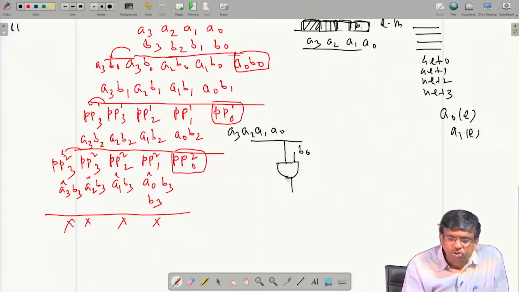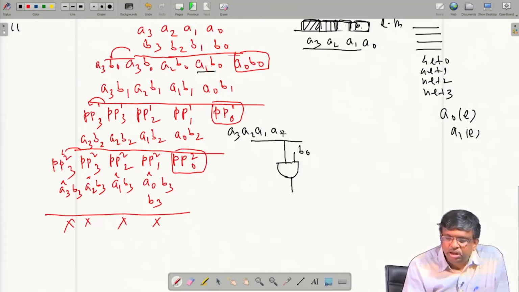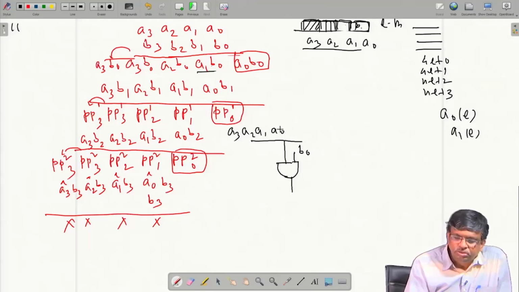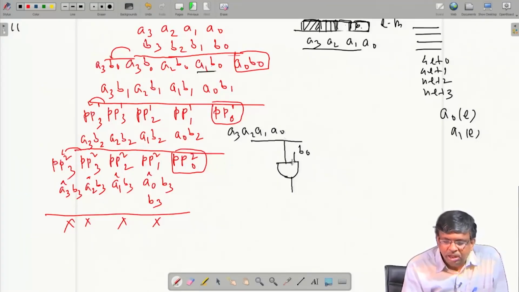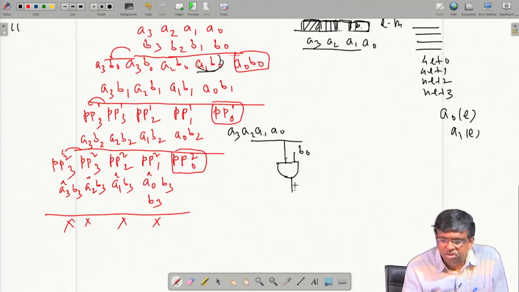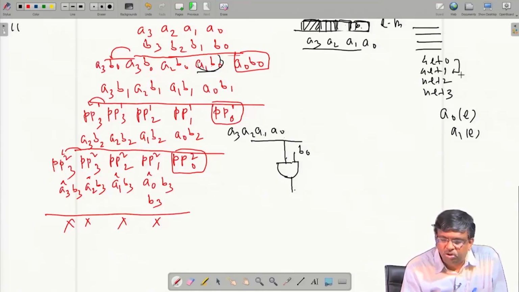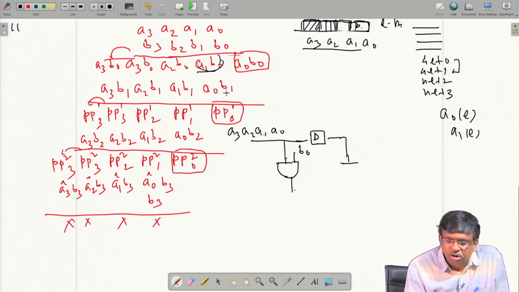Now, start with A1 dot B0, this one. This is to be added with A0 dot B1, but A0 came here at 4L plus 0. A1 dot B0, this is formed at what clock? When A1 came. When did A1 come? At 4L plus 1. At 4L plus 1, I have A1 dot B0. So, at 4L plus 1, I should also have A0 dot B1. That means A0, which came at 4L plus 0, should be available at 4L plus 1 also. That means I should put it in a delay. And then, I need A0 dot B1.